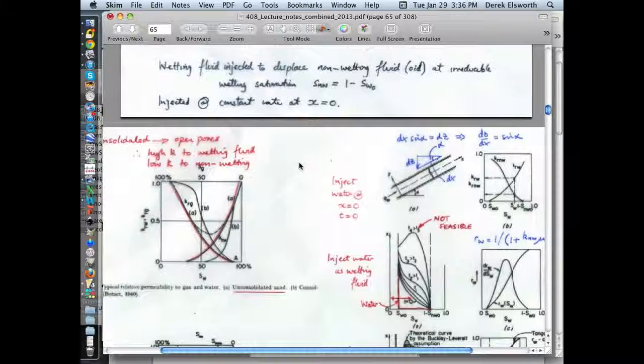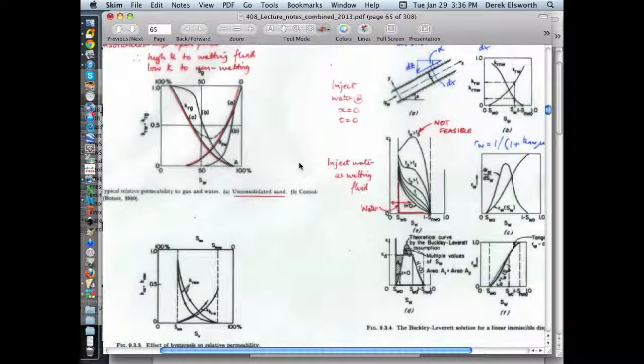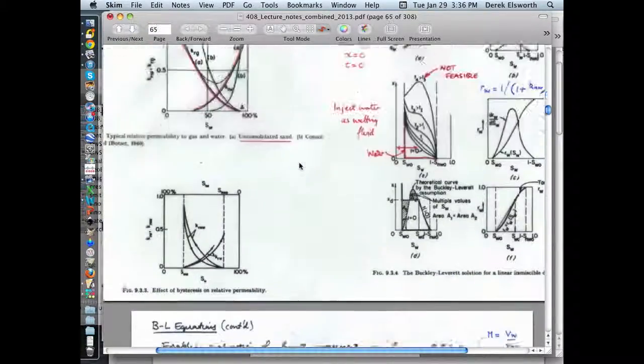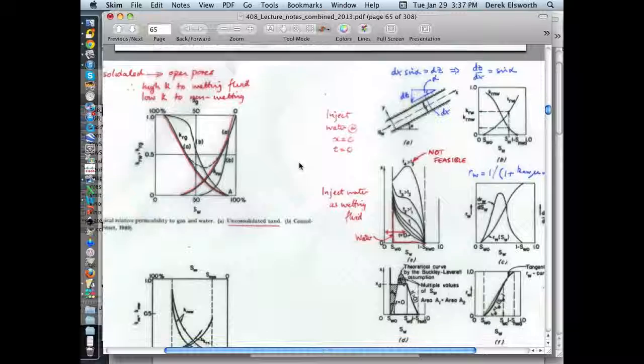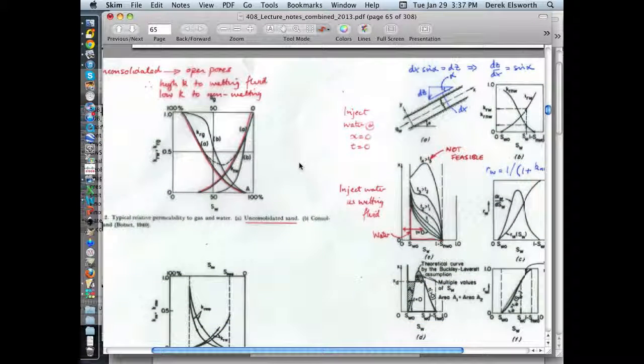And so let's look at just one very straightforward example. And then I think that's where we'll leave it today. It's called the Buckley-Leverett curve. And the idea is basically this.